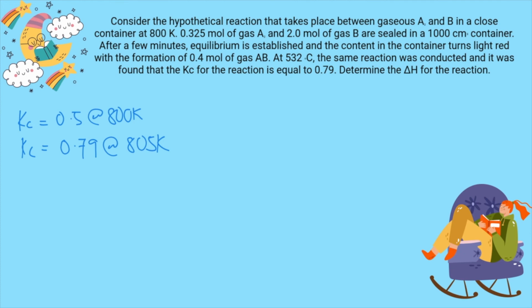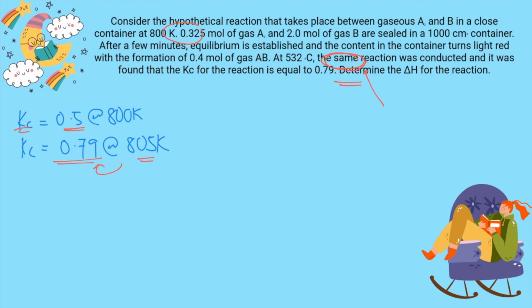Alright, let's do a short recap. At 800 degrees Celsius, the Kc that we get is equivalent to 0.5, but from the question, the Kc is 0.79 at 532 degrees Celsius, which we already converted to Kelvin. So at 805 Kelvin, the Kc is such.